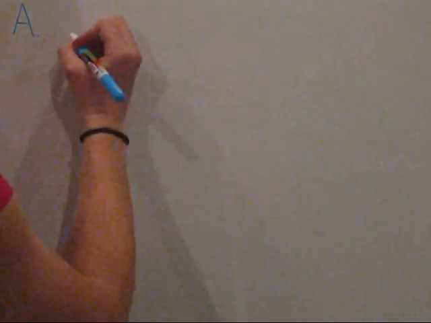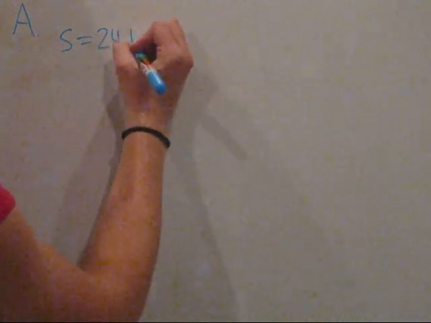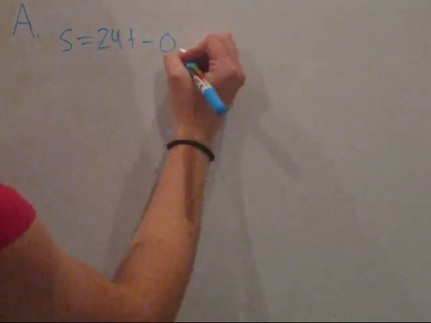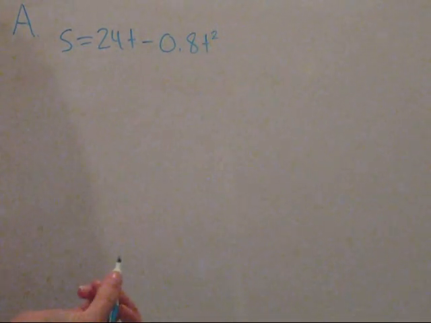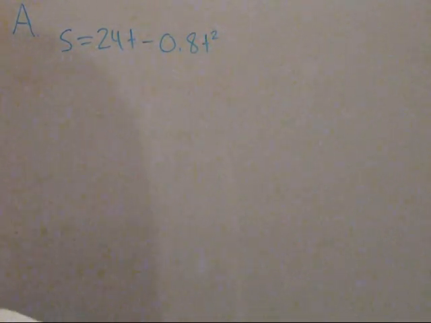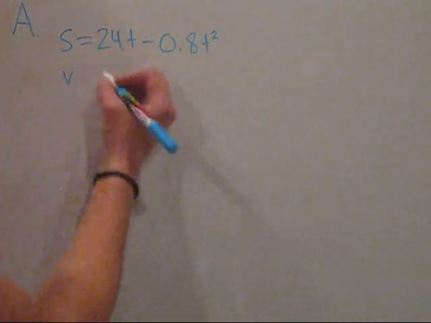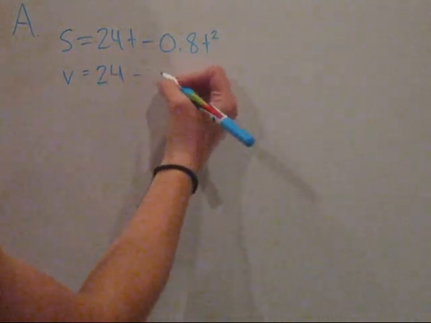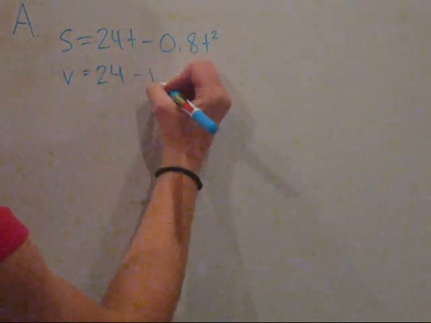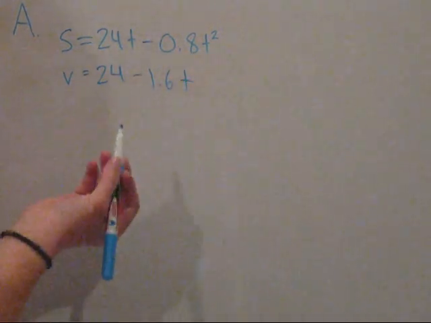In the original equation, we were given the displacement function, which is s equals 24t minus 0.8t squared. To find the velocity of this equation, we take the derivative of it. So velocity, which is the first derivative, equals 24 minus 1.6t. And this is your velocity.